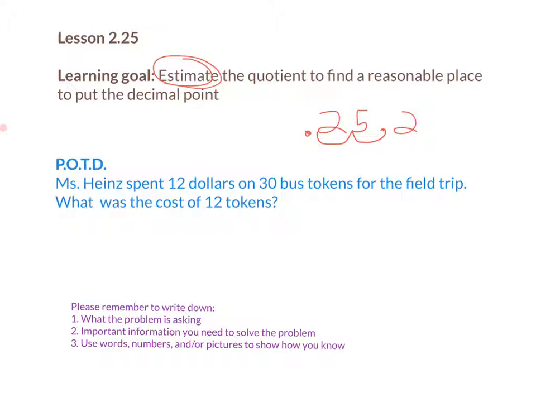So by estimating, it helps us make sure that we give the quotient a reasonable size, because wherever we put the decimal point, it changes the size. Yes? Good.